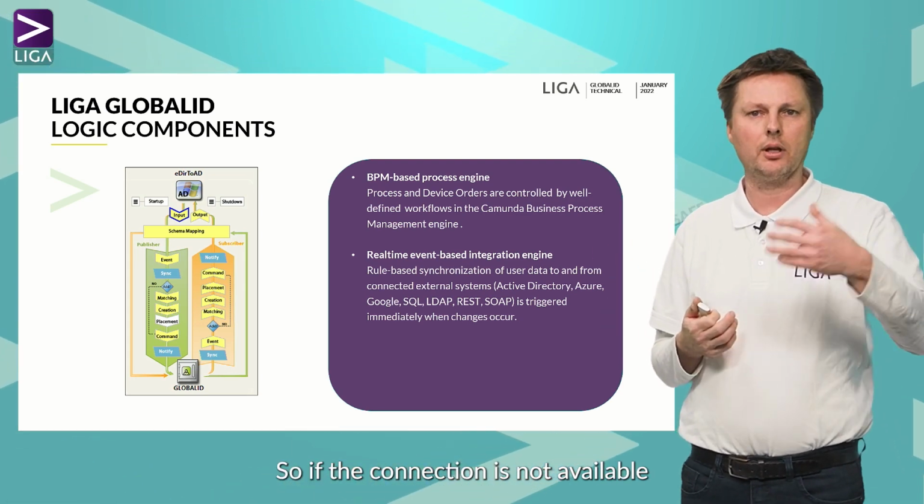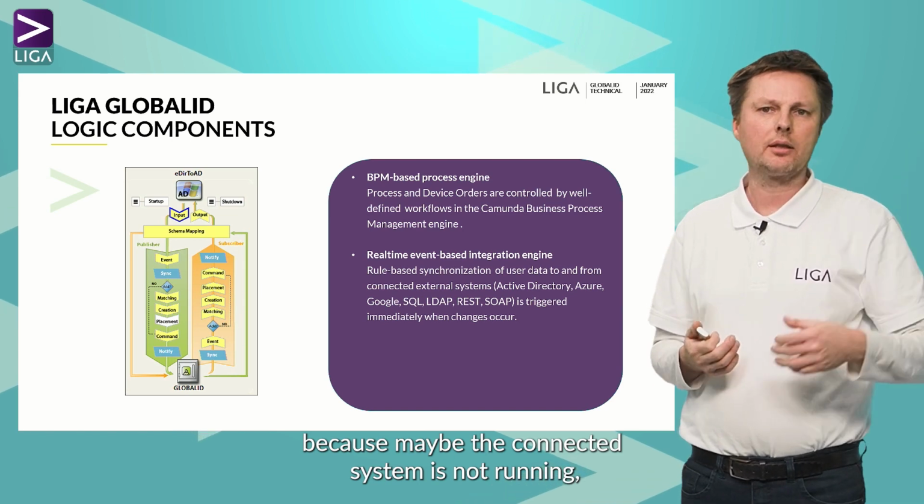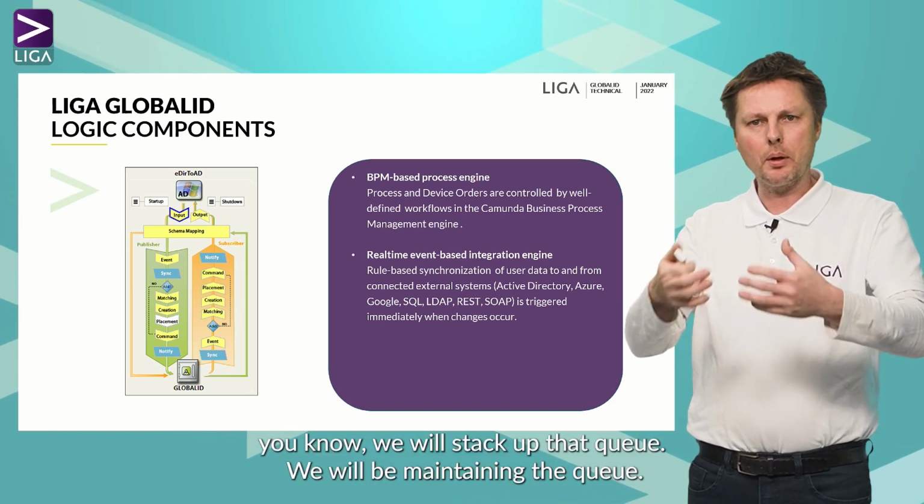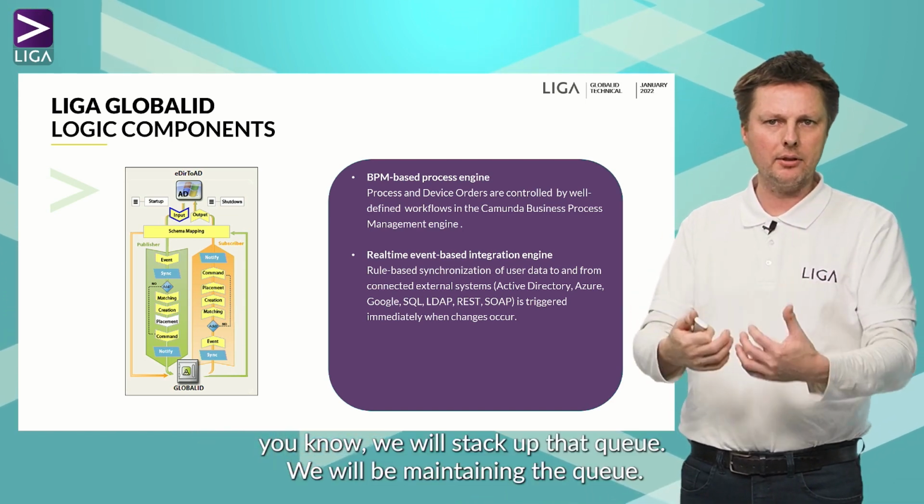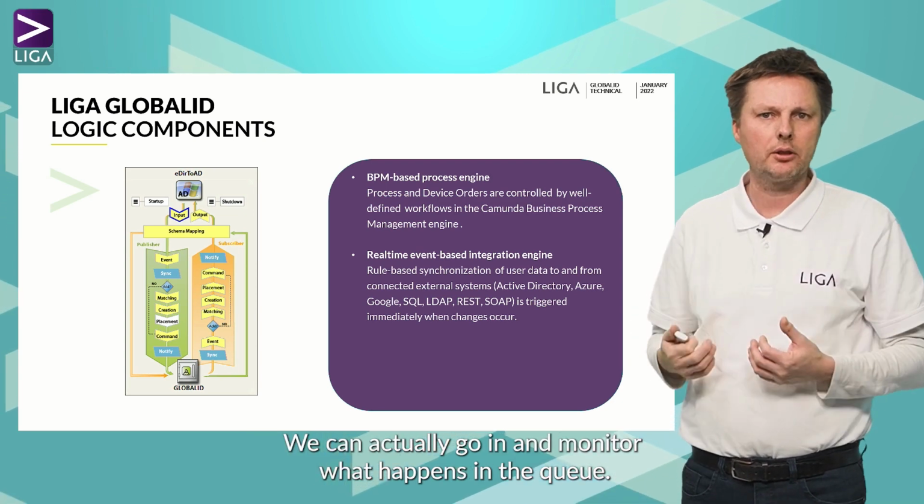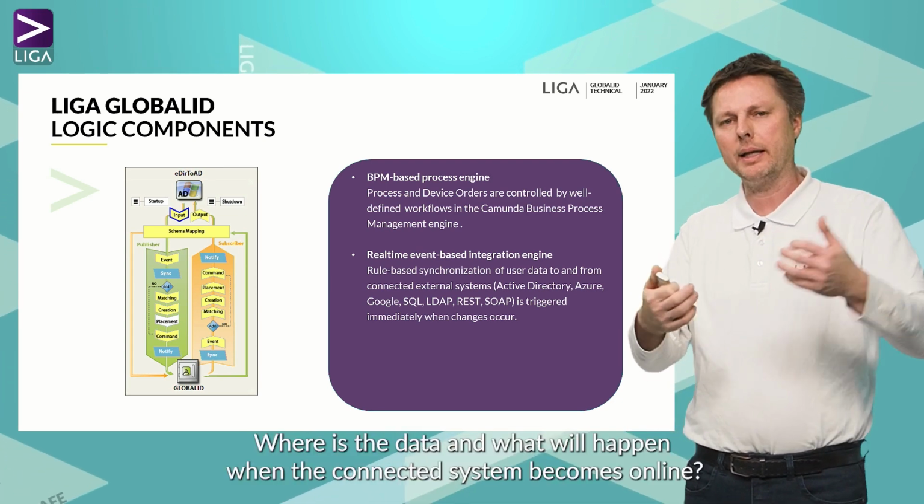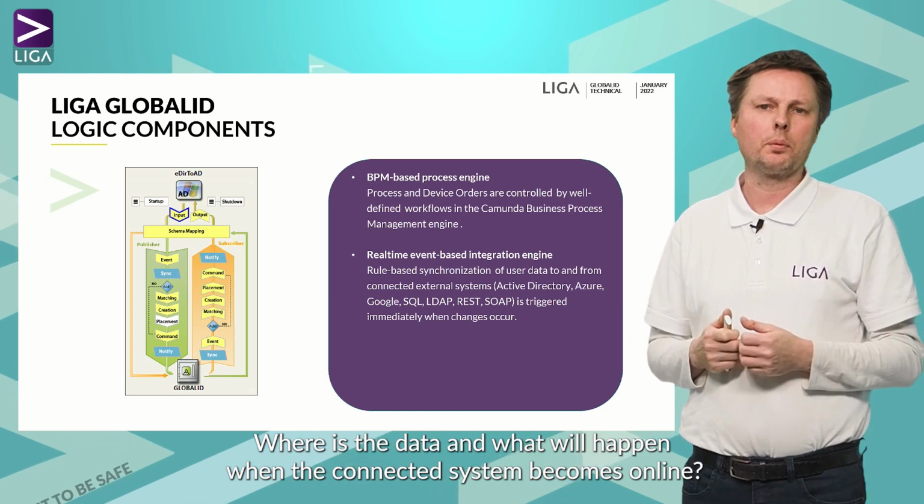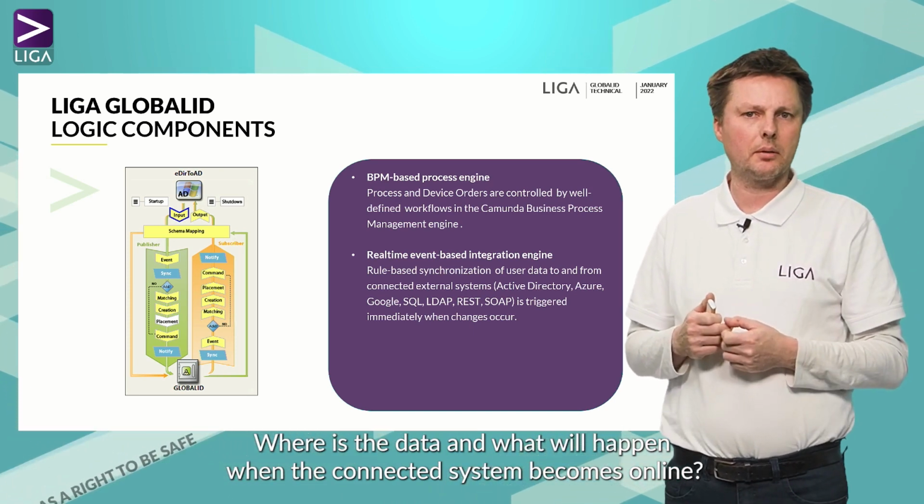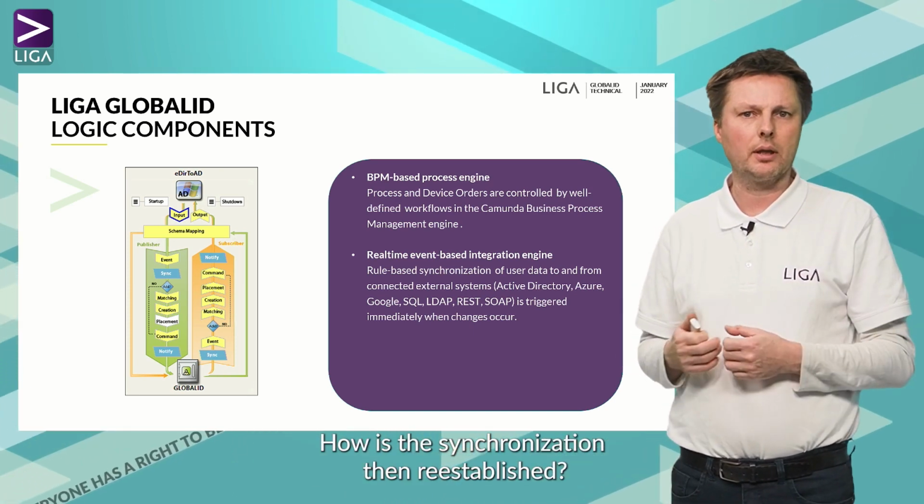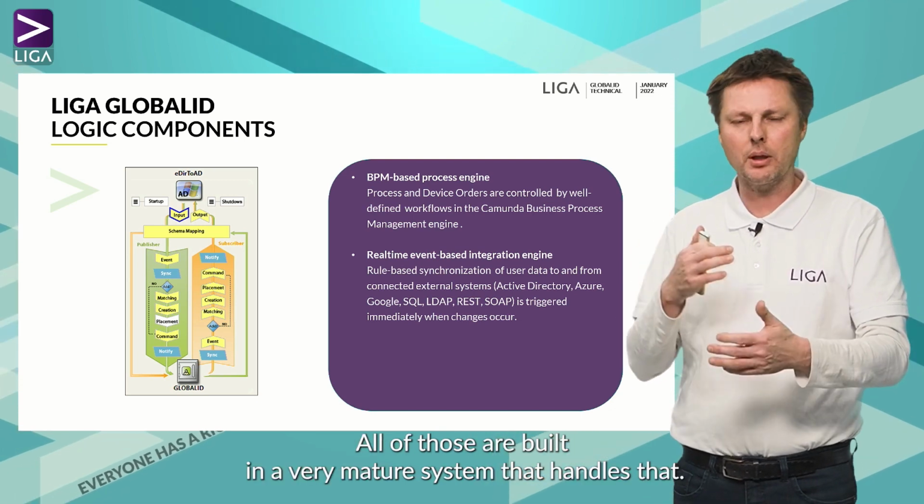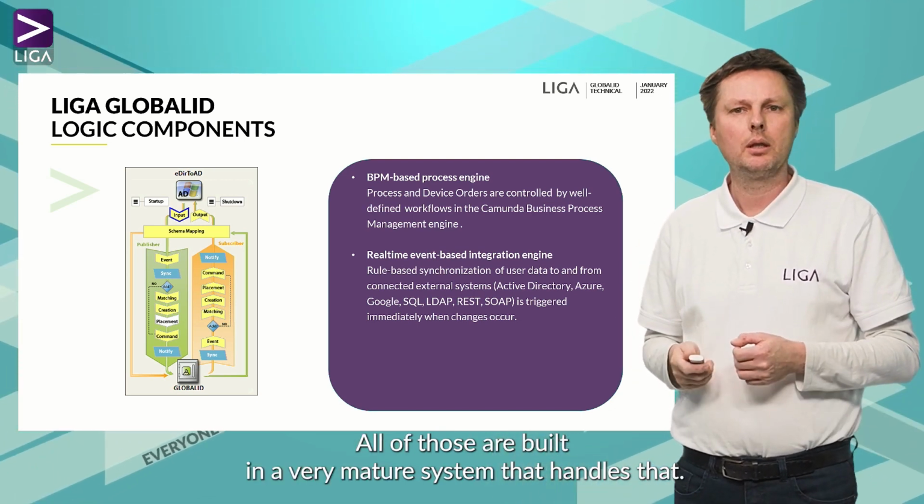So if the connection is not available, for example the connected system is not running, we will stack up that queue. We will be maintaining the queue. We can actually go in and monitor what happens in the queue, where the data is, and what will happen when the connected system then becomes online. How is the synchronization then reestablished? All of those are built into a very mature system that handles that.